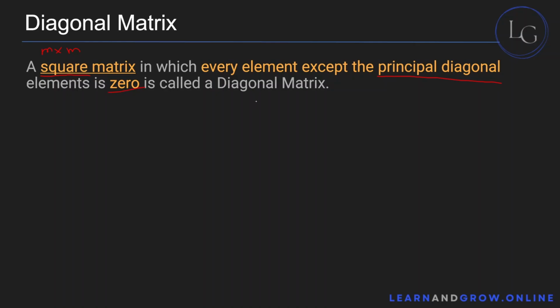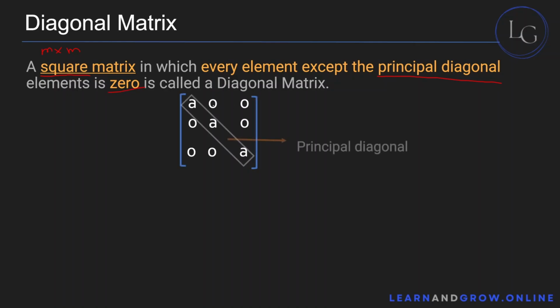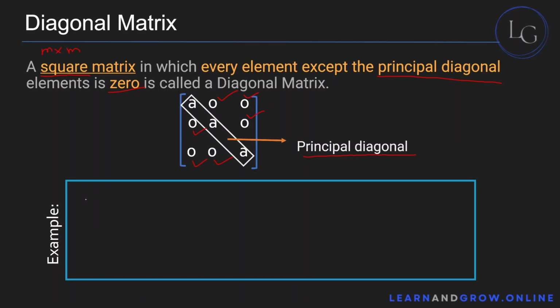So let's see what that means. You see this matrix here. The elements inside this rectangle make up the principal diagonal. Every element outside of the principal diagonal is 0, and hence this is a diagonal matrix. Now, an example of a 2 by 2 diagonal matrix would be something like this. These 2 elements make up the principal diagonal. The elements outside the principal diagonal are both 0, so this is a diagonal matrix.